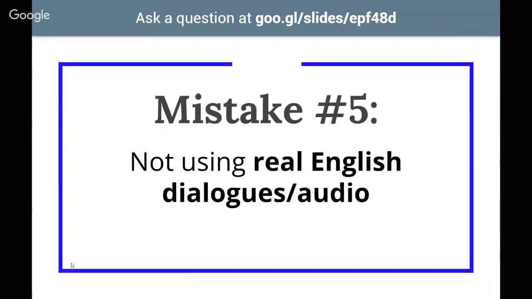So we have the last mistake here. Mistake number 5 is not using real English dialogues or audio. So this is related to the textbook mistake. You may think, oh, I'll just use the textbook, I'll just use the audio that goes with the textbook. But this isn't going to help you when you go out into the real world. So we'll talk about this later in one of the secrets, how you can start to use real English dialogues.